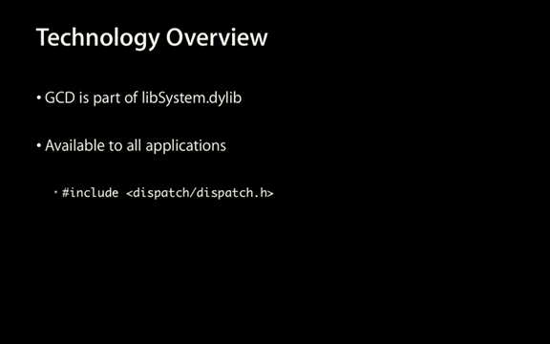So, our technology overview. First off, I'd like to say that GCD is part of libsystem. When you compile your program, there's no special link instructions you need to perform. All the symbols are there. And it's available to all applications, regardless of where they are on the technology stack. So Cocoa applications as well as Unix-level applications. And all you need to do in your code is include the dispatch header file. There's a single header file that includes all of the API, and that's dispatch/dispatch.h.